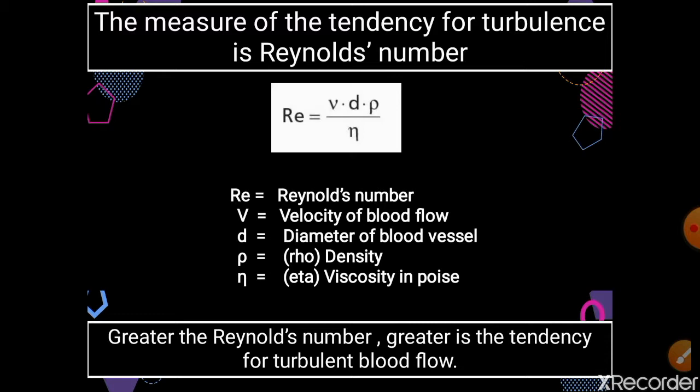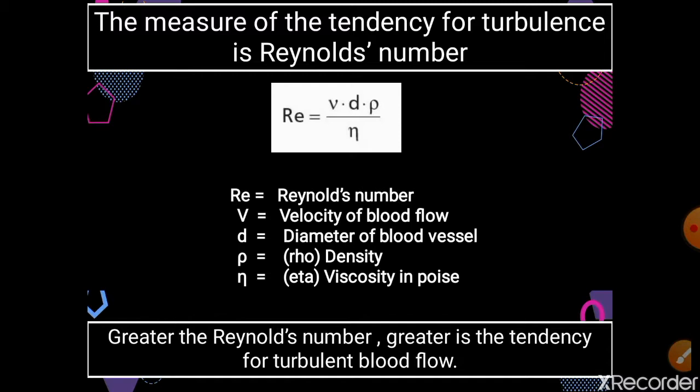Now let's study the effect of density on blood flow. As the density, which is mass per unit volume, increases, the turbulence in blood flow increases. Again, to remember this, picture a highway with many cars traveling. As the number of cars increases, the traffic becomes haphazard and there are chances of more cars leaving their lanes trying to overtake each other. Same is the case with blood.